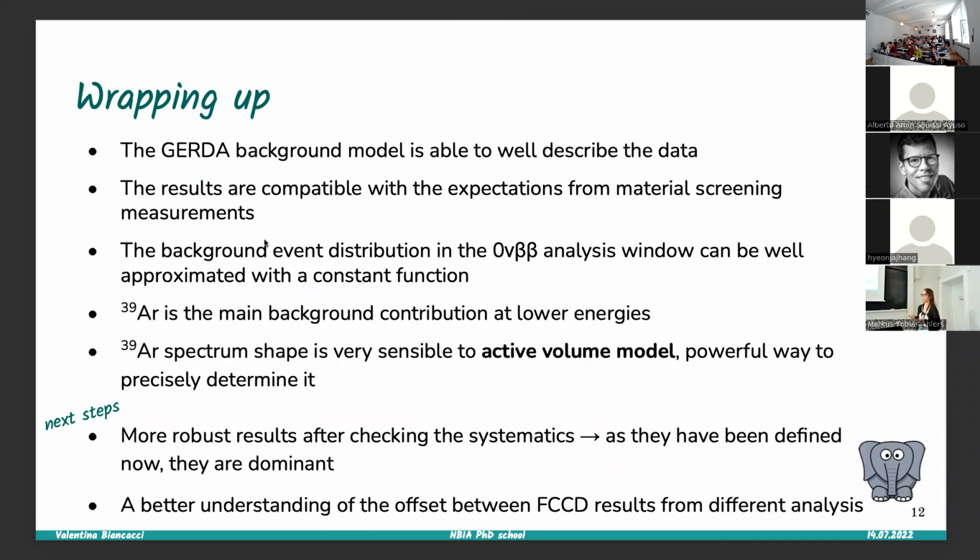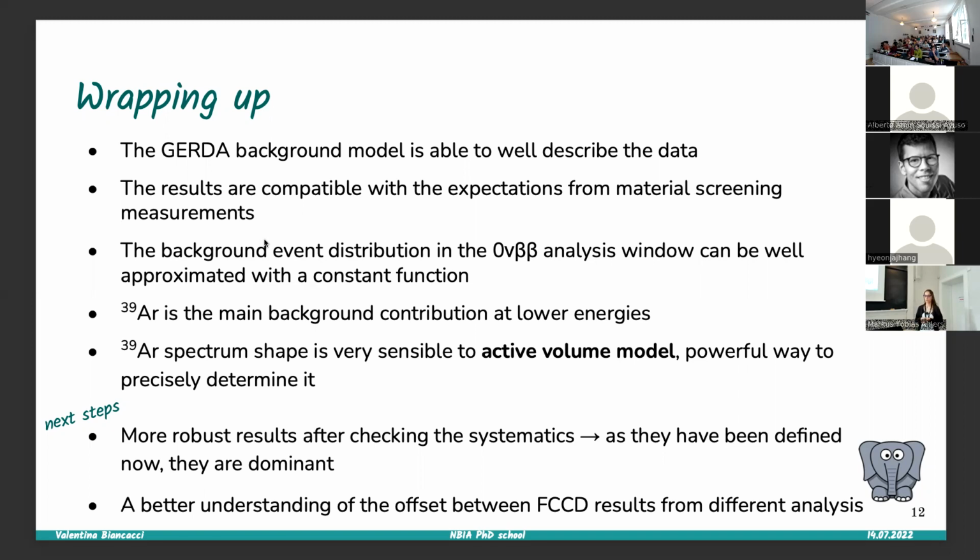Again, GERDA was an experiment searching for the neutrinoless double beta decay using germanium-76. Regarding the background model, we are very happy with it because it describes the data well, and it verified that we had just a constant function in the region of interest. And most of all, the results are compatible with the measurements of the material near the detectors.